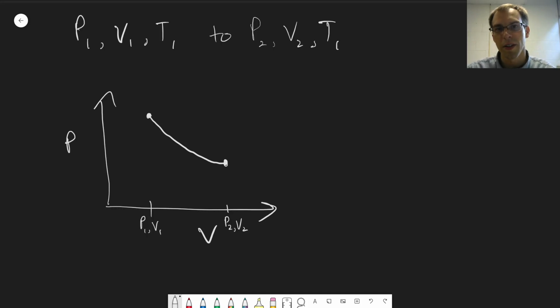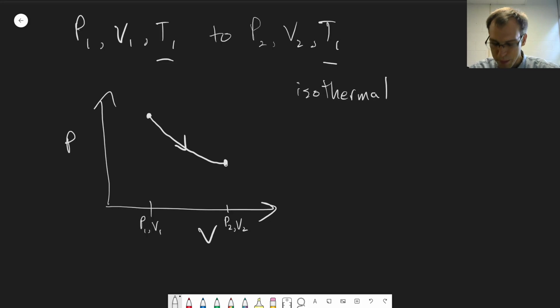Hi, so in this video we're going to look at how we can calculate an expression for an entropy process. In this case we're looking at an isothermal expansion, right? We are increasing the volume here. So we're going from P1 V1 T1 to P2 V2 T1, right? So temperature is staying the same. So this is an isothermal process.